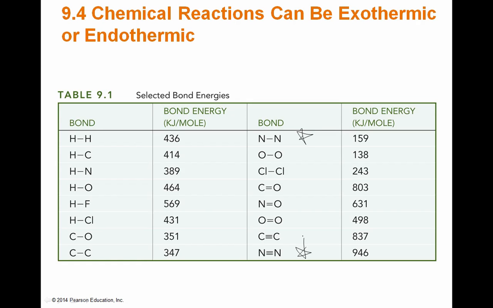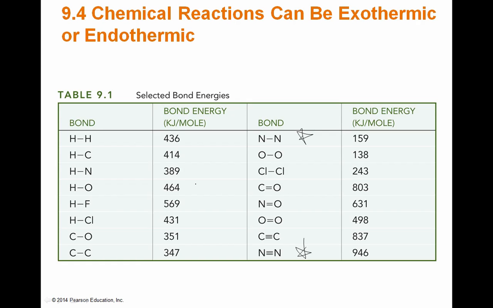That's kind of how it is with bond energy. Going from a single bond to a double bond to a triple bond, you're just going to increase the energy required. Also, you've got other trends that you can look at. Hydrogen to hydrogen, 436. Hydrogen to carbon, 414. Hydrogen to nitrogen, 389. Hydrogen to oxygen, 464.